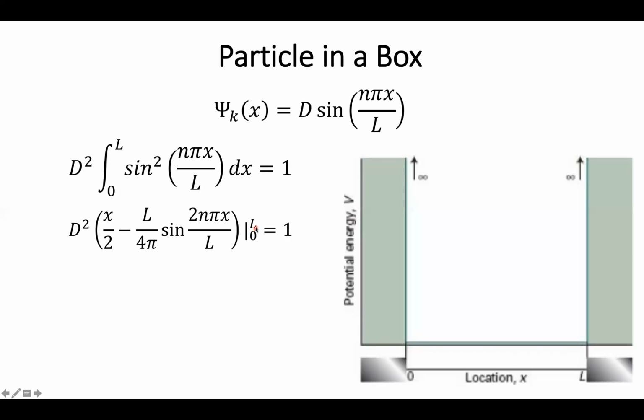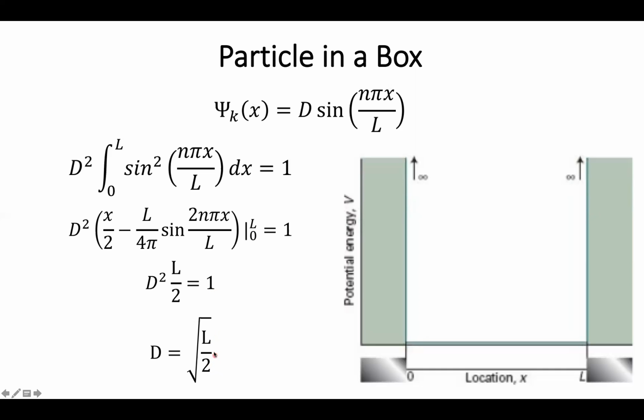That leaves us the easy part, which is just plugging in L. So we're left with L over 2, and then sine of 2 times some integer n pi. Well, that's just going to be 0 as well, no matter what that integer is. So that means that this whole expression just simply drops down to d squared times L over 2 is equal to 1. So I can go ahead and rearrange that and solve for d, and we're going to find that our normalization constant is always going to give the value of the square root of 2 over L.